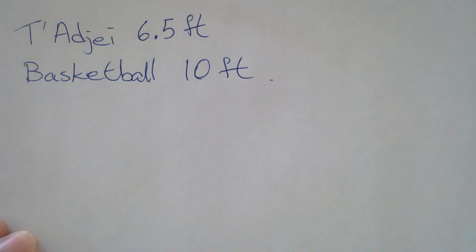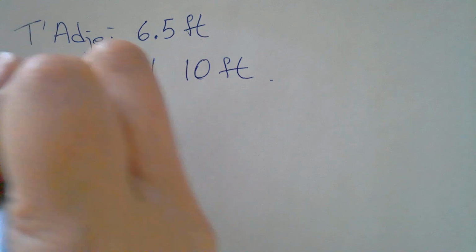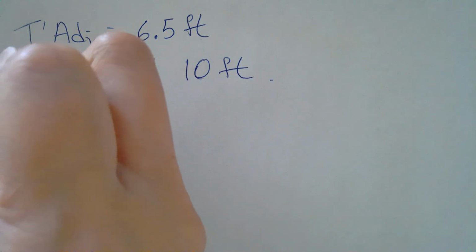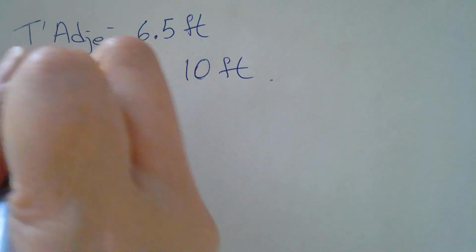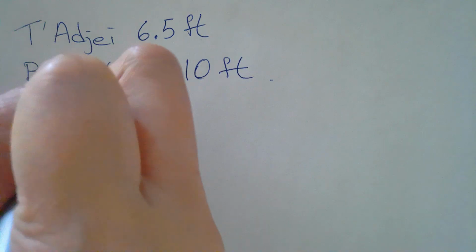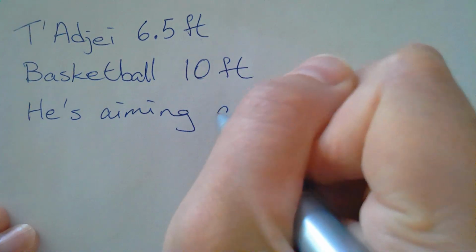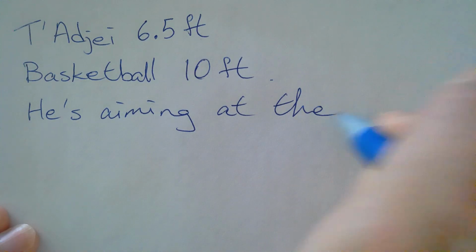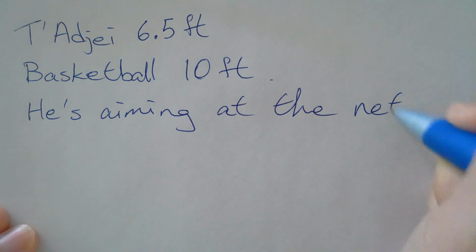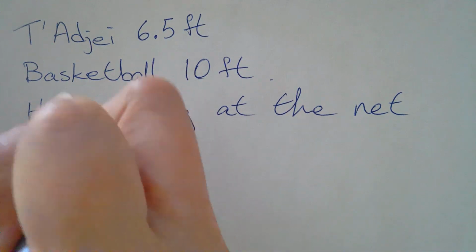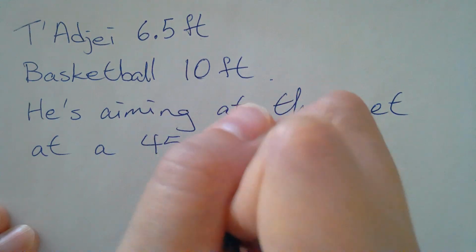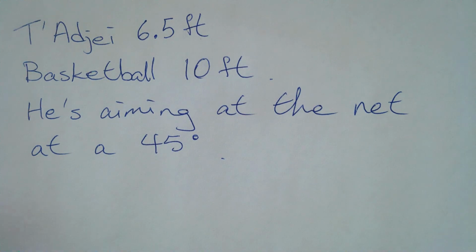And then let's say you are aiming. So let's say Tosh is aiming at the basketball net at a 45-degree angle. All right, makes sense. You have your hand up, you're looking, 45-degree angle.